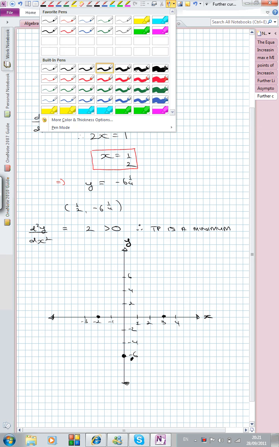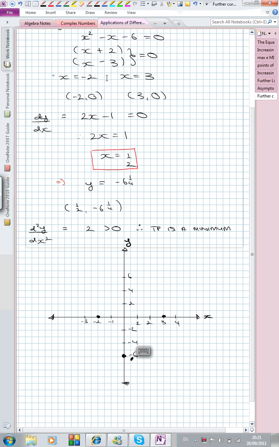Now, let's draw our curve in one continuous motion, going through each of the points we've just found. So hopefully I have a steady hand. And there you have it, a rough sketch of the curve y is equal to x squared minus x minus 6, using knowledge of roots of equations and turning points.